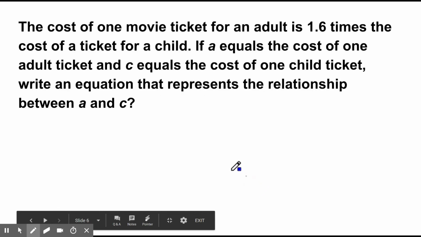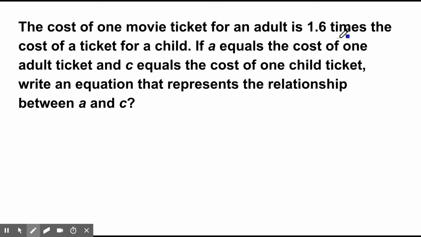Last one. The cost of one movie ticket for an adult is 1.6 times. This is really important. There's your key right there. Times the cost of a ticket for a child. If A equals the cost of one adult ticket and C equals the cost of one child ticket, write an equation that represents the relationship between A and C. So this one can be a bit confusing because they're not giving you y and x. They're using two different variables.